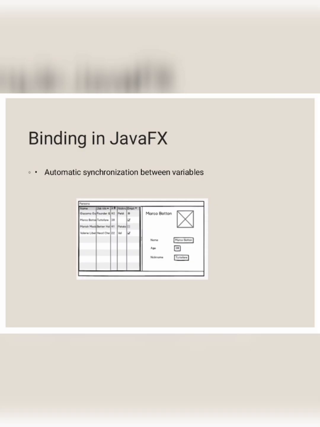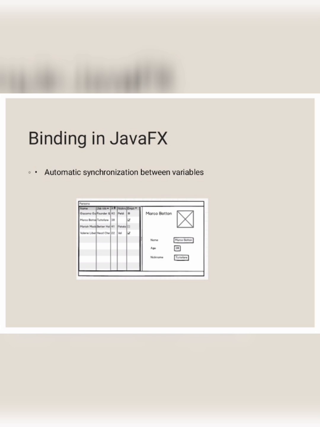Binding in JavaFX is one of the framework's most powerful and elegant features. It allows developers to synchronize data between UI components and backend logic automatically, eliminating the need for manual updates and reducing boilerplate code. In simple terms, binding lets one property mirror the value of another. When the source value changes, the bound property updates automatically, ensuring a live connection between data and the interface.